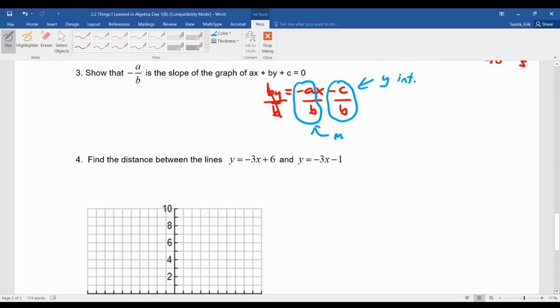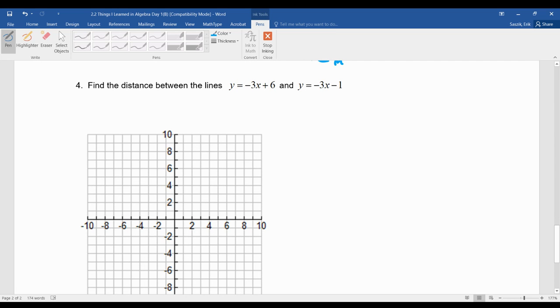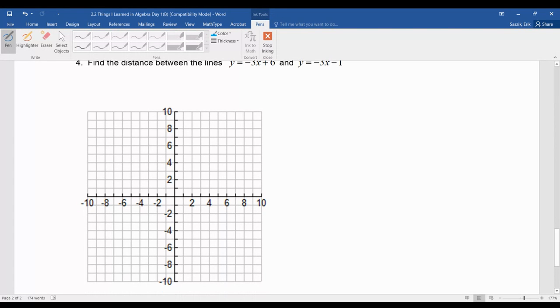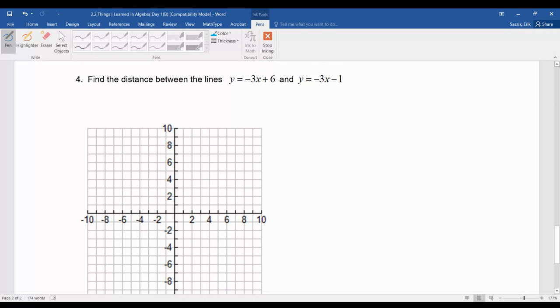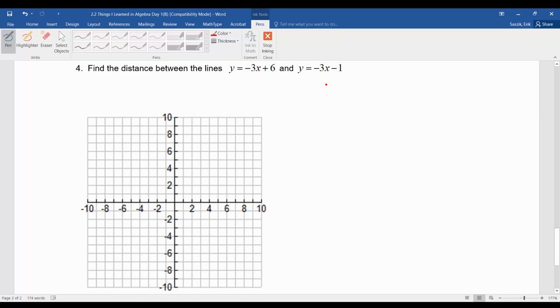All right, this next one's harder. We're going to do this, of course, live on Zoom. Find the distance between the lines y equals negative 3x, negative 3x plus 6, and negative 3x plus 1. All right. First of all, you don't have to have a graph, but this first time you're doing a problem like this, I put this graph out here so you can create a visual. Both of these are in slope-intercept form. I hope that you recognize right away that they both have a slope of negative 3. So that means these lines will be parallel. Let's go ahead and graph them.